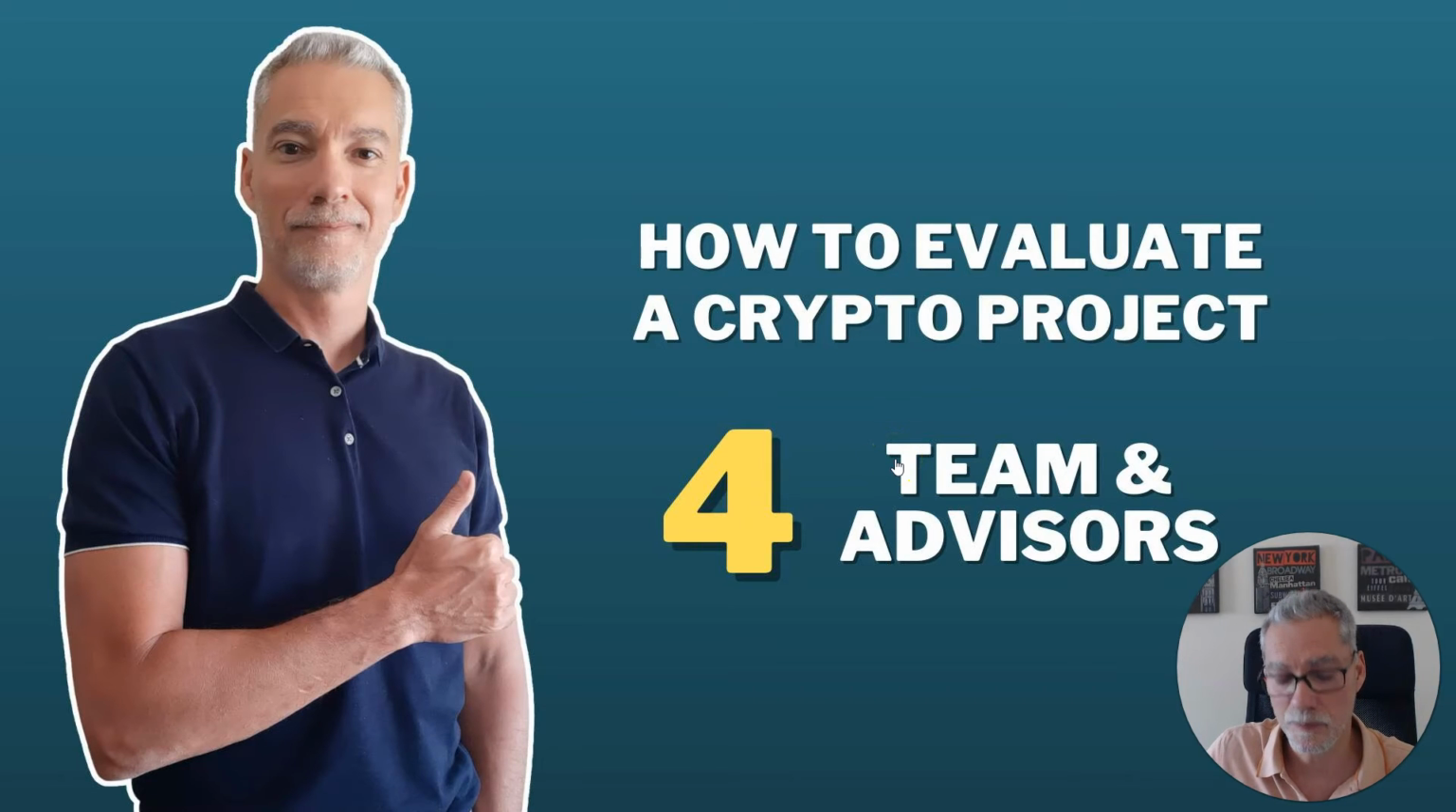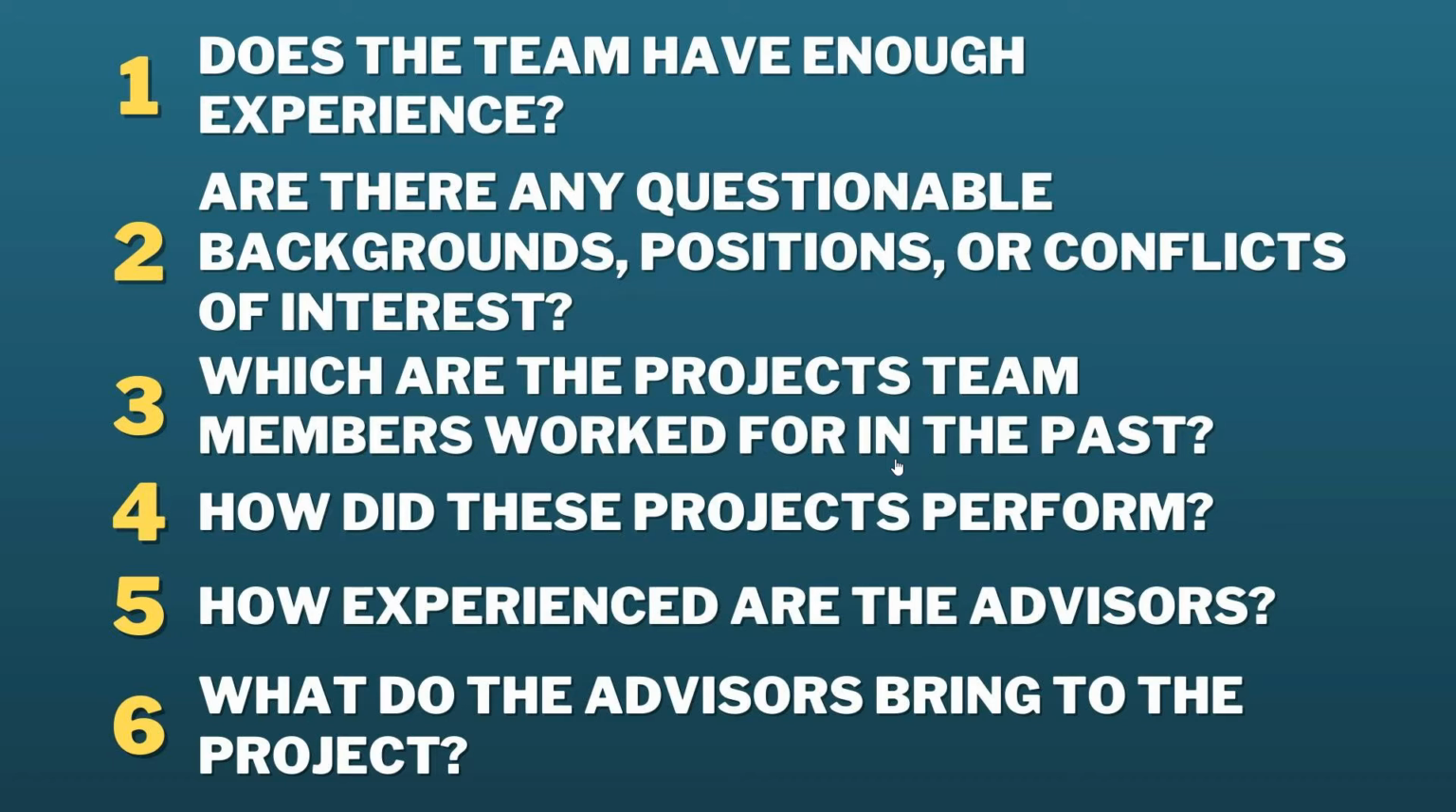The next key point is team and advisors. You need to find a team that has execution capability. So you need to find answers to the following questions. Does the team have enough experience? Are there any questionable backgrounds, positions, or conflicts of interest? Which are the projects team members worked for in the past? How did these projects perform? How experienced are the advisors? What do the advisors bring to the project? So again, you need to consult the project's website, the white paper, but also LinkedIn.